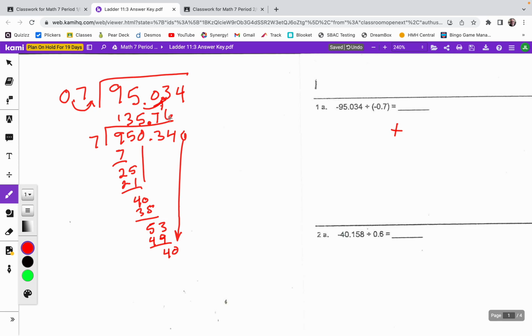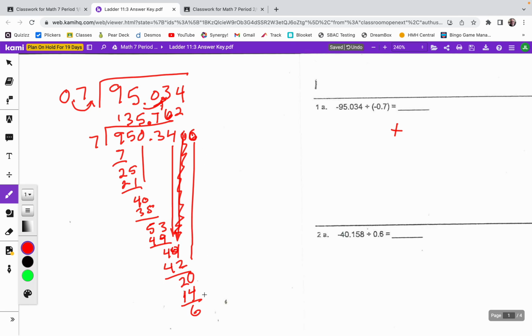The next is 6. 6 times 7 is 42. Let's find the mistake here. Oh, it should be a 44 right there. I brought down a 0 a little too early. So we'll go like that. And so that's 42. 2 left over, now is when we bring down the 0. And then 7 times 2 is 14. And 6, bring down another 0.